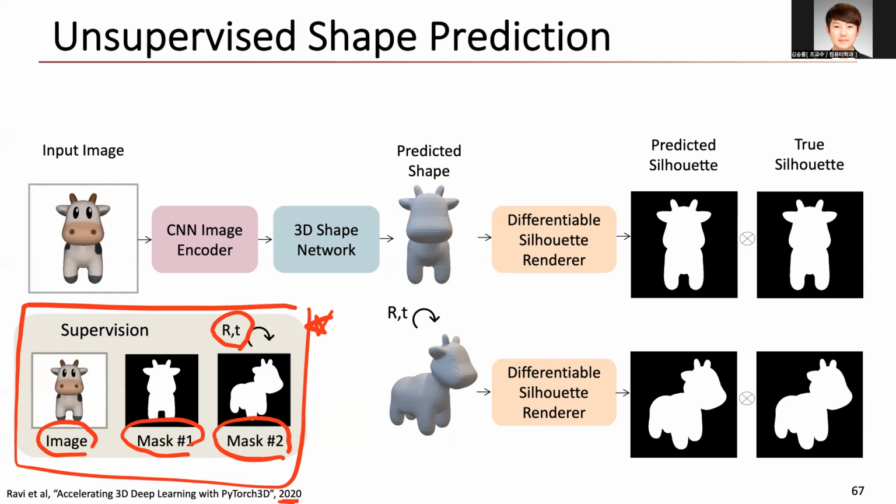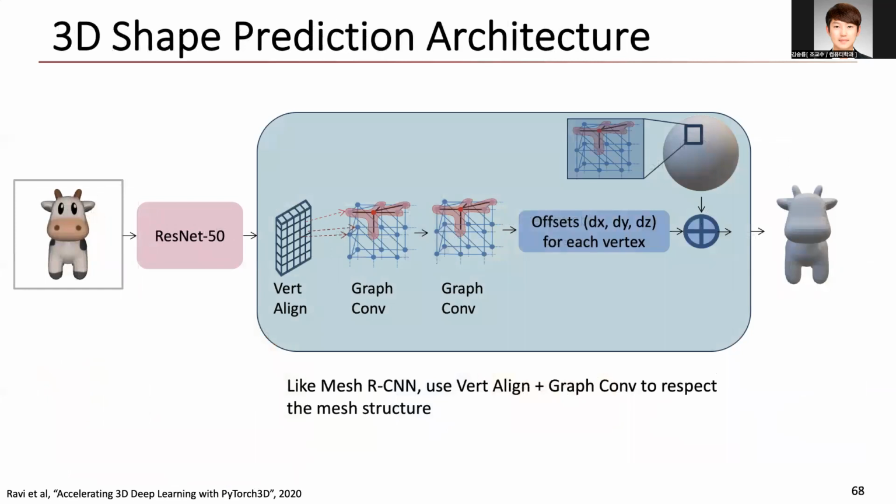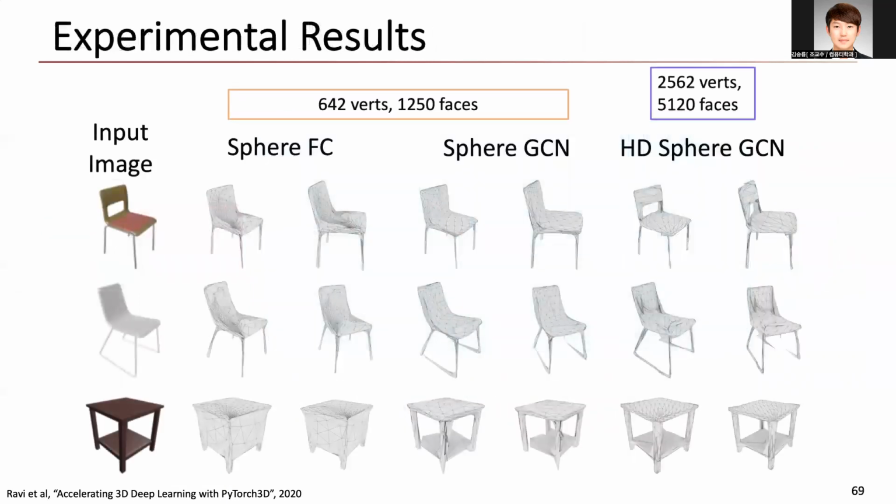Question. We will skip the shape prediction architecture, how to formulate the 3D shape prediction. So in this paper, similar to the mesh CNN, they use the vertex alignment, graph convolution with respect to the mesh structure. But if you are interested, please read this paper. We'll skip this one. But this is the output of this method.